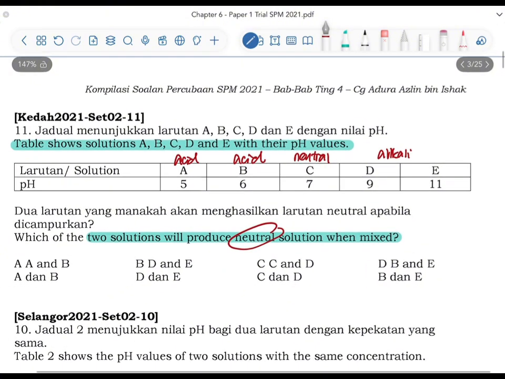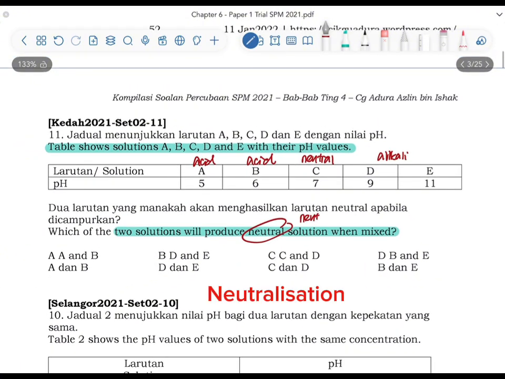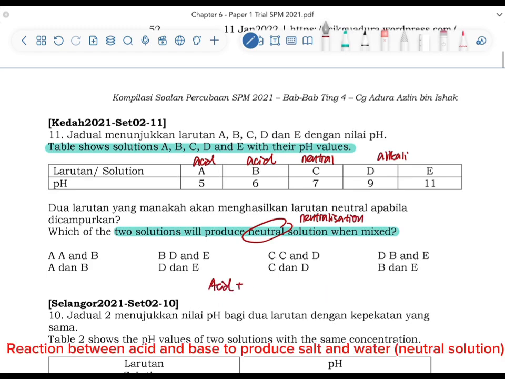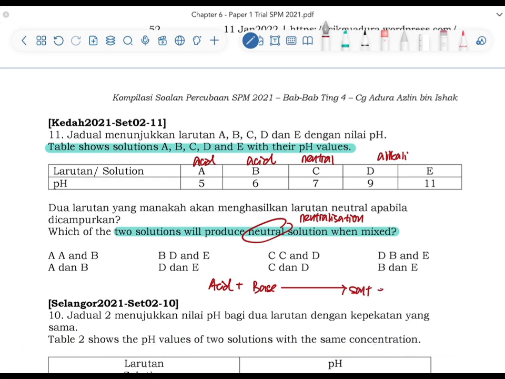For neutral, we have a process known as neutralization. Neutralization is a reaction where an acid reacts with a base to form salt and water. For your information, water has a neutral pH of 7. When salt dissolves in water, it does not give out any acidic or alkaline properties. So this is a neutral solution, because there is no acid or alkali present after the reaction.